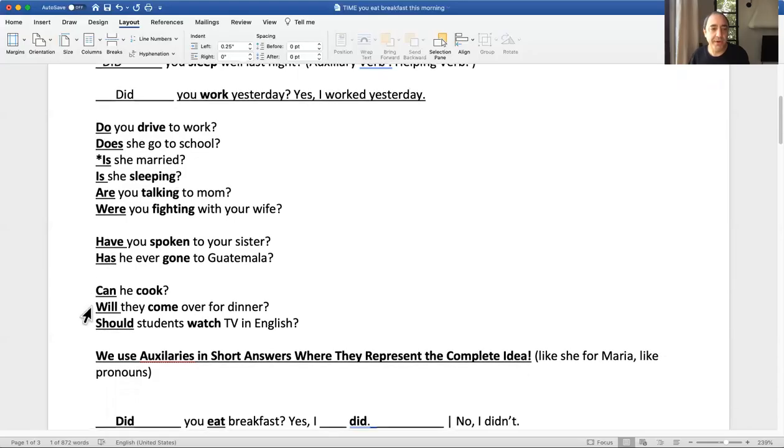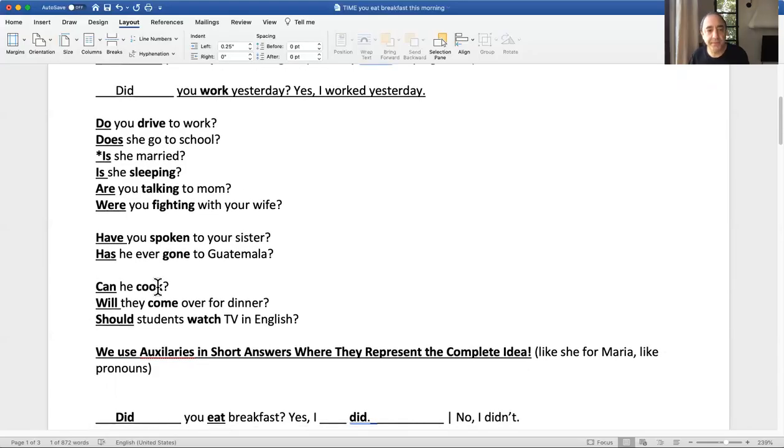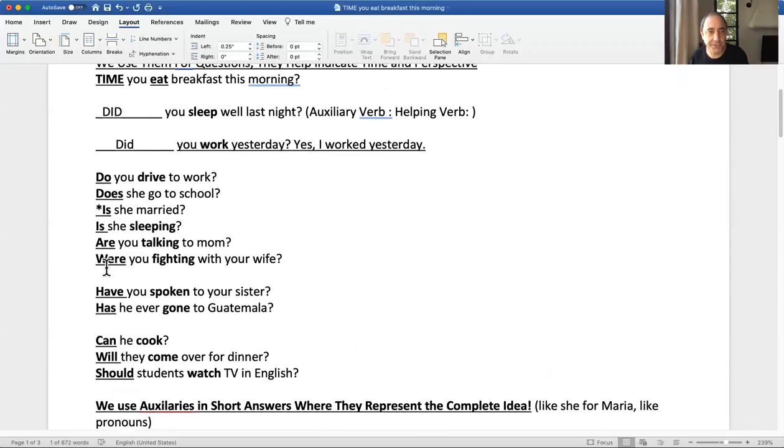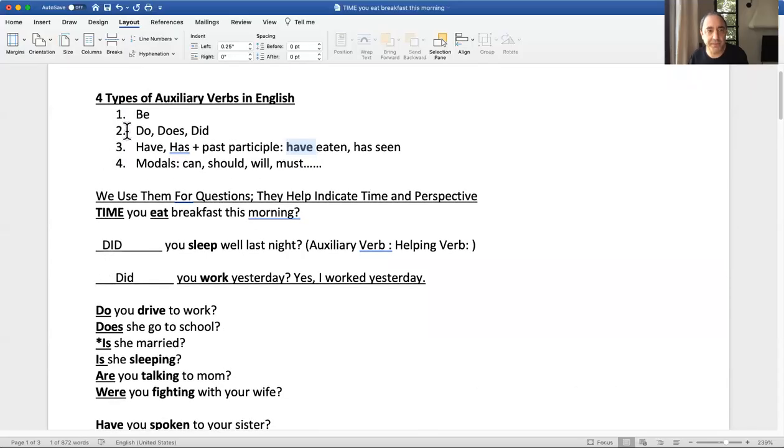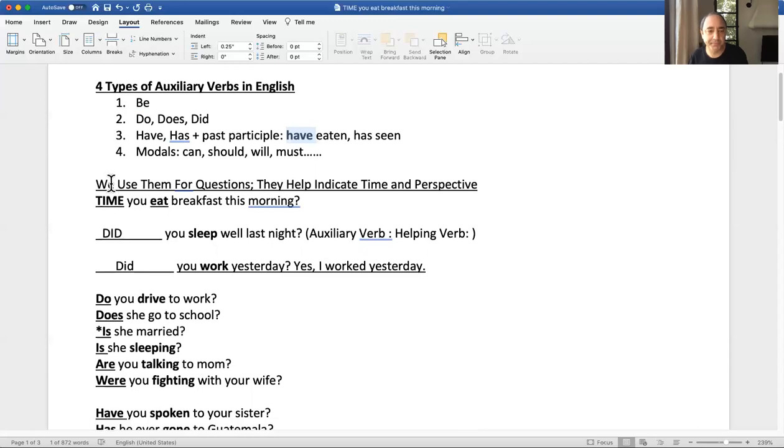All right, last one are the modals. Can he cook? Will they come over for dinner? Should students watch TV in English? Again, questions start with auxiliaries in English. Four types of auxiliaries. All the forms of be, all the forms of do, have and has plus past participle forms of have, and the modals.